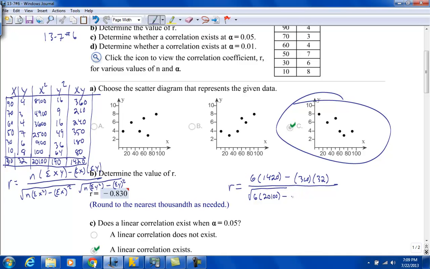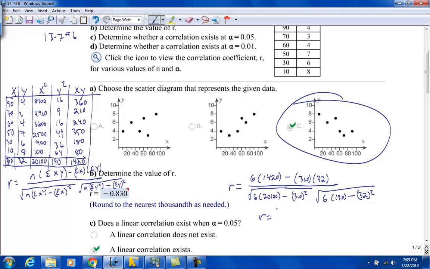We're going to square the 310. That's the sum of the x's, and we square that amount. And then we have n is 6. The sum of the y squareds is 190 minus the sum of the y's, 32, and we square that amount.